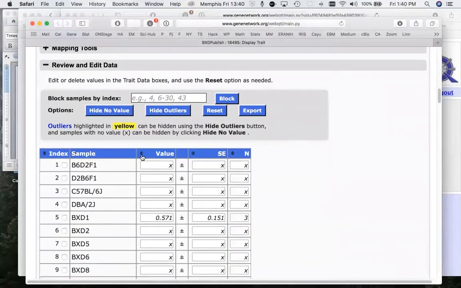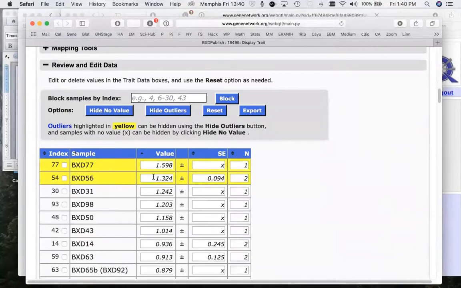I can sort these, and I can say, oh, I have 2 outliers. I could either delete them from the analysis, or I could trim them. I could Windsorize them. I could redo it. So the important thing is to allow the user to actually work with the data so that they don't have to download it and do it in R or MATLAB.